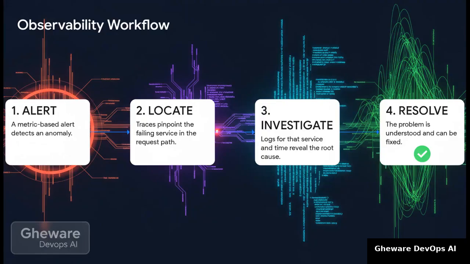So picture this workflow. First, a metric triggers an alert. Hey, error rates are way up. Second, you jump straight to your traces to locate the exact service in the request path that's slow or failing. Third, with just one click from that trace, you investigate the logs for that specific service at that exact moment to find the root cause. And finally, resolve. It's the seamless flow from what to where to why.